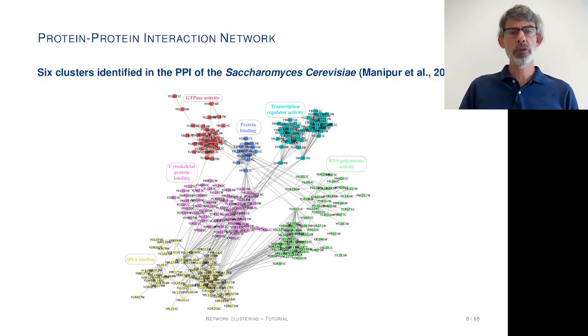Here's an actual PPI network. Every node here is a protein, and the edge represents the fact that two proteins can interact and can couple with each other. These proteins are found in this bacteria, and you can see that when you cluster this network, you reveal 6 different clusters of proteins, and these different clusters represent their functional role inside this organism.